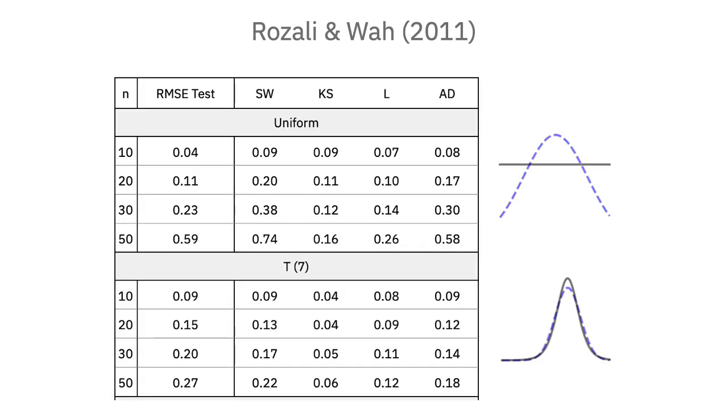Finally, a similar study by Razali and Wah, which includes explorations of the power of the Lilliefors and Anderson-Darling tests, is included in my paper. This also shows the RMSE test, whose results, again, I've added on the left, performing relatively well against existing normality tests over a range of contexts.